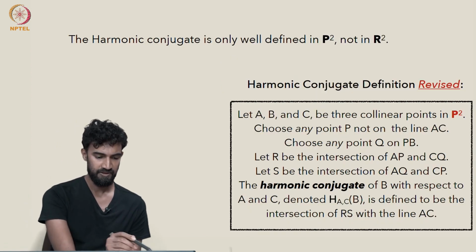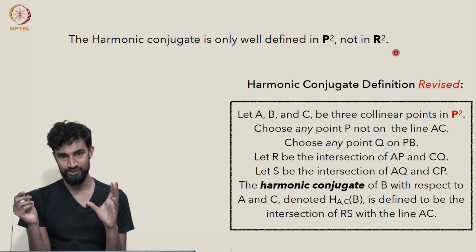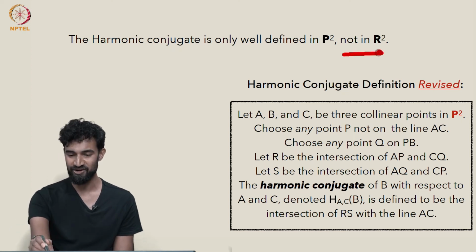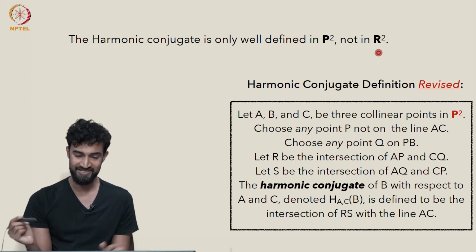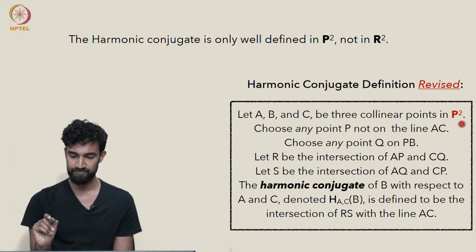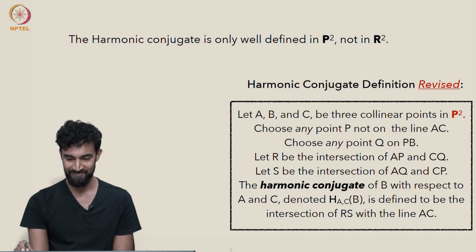So the takeaway is that the harmonic conjugate is only defined in P2, not in R2. If we were just working in R2, it would simply not be defined in this case. So we better revise our definition. Let's start by letting A, B, and C be 3 collinear points in P2. Now we just go through the exact same construction, and the harmonic conjugate of B with respect to A and C really is well defined.